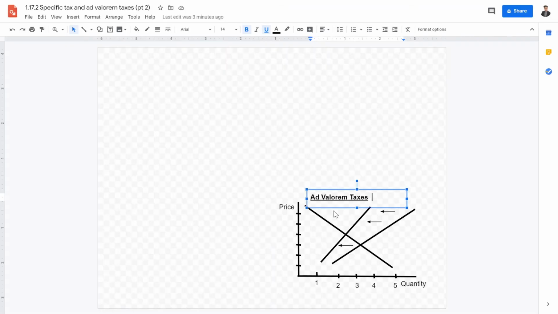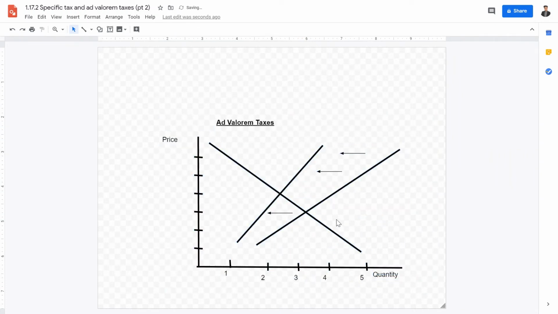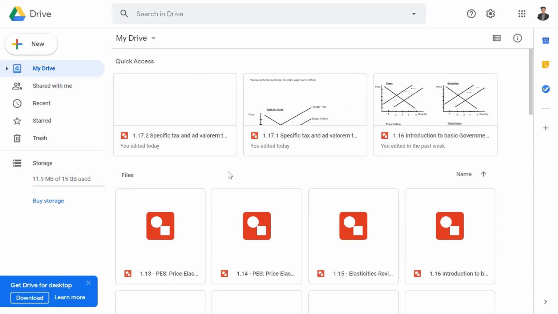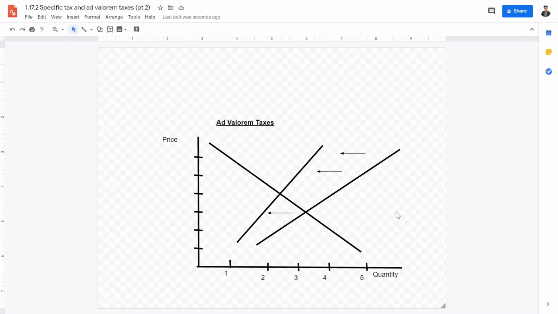Now, what is the difference between a specific tax and an ad valorem tax? An ad valorem tax, as seen right here, shows that the supply curve not only shifts to the left, but the slope of the supply curve also changes. So in a specific tax, the slope stays the exact same, seeing as how the entire curve shifts to the left instead of having an increase in slope.